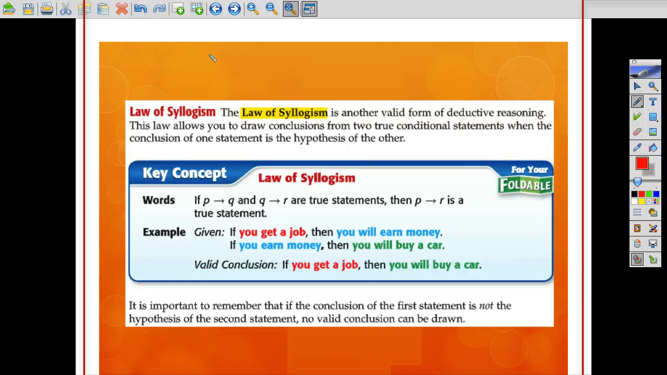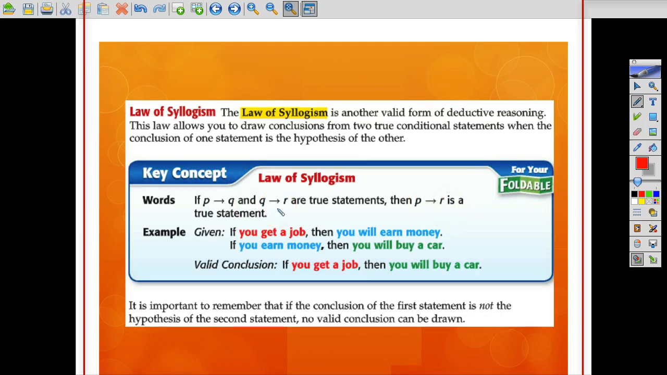All right, law of syllogism. I always have a hard time saying this word, syllogism. All right, we'll have to practice more in class. Okay, so law of syllogism. Syllogism is another valid form of deductive reasoning. This law allows you to draw conclusions from two true conditional statements when the conclusion of one statement is the hypothesis of the other. So this is where you'd have: if P then Q, and if Q then R are true statements, then if P then R is a true statement.